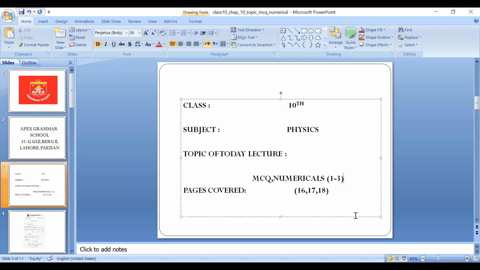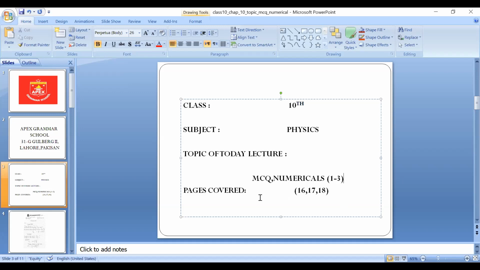Today we will do numericals 1, 2, 3 and the MCQs first. First, I will do the MCQs for you. These are the MCQs on page number 16 of your 10th class textbook.